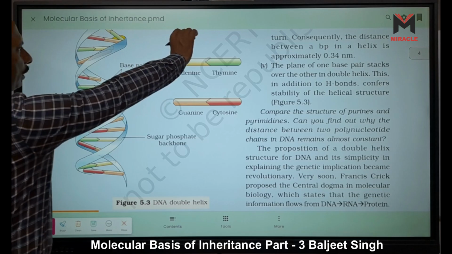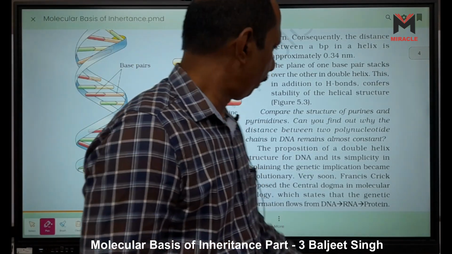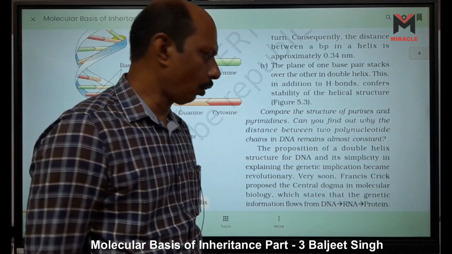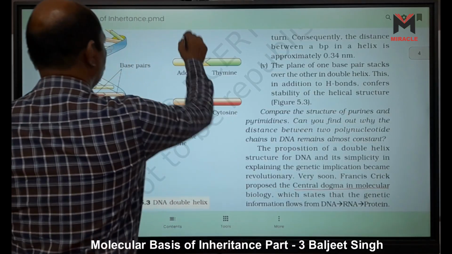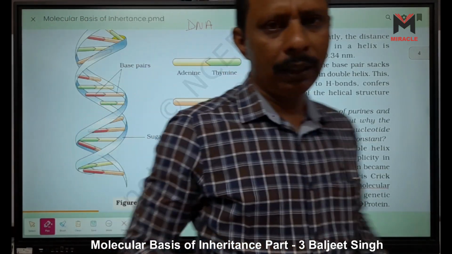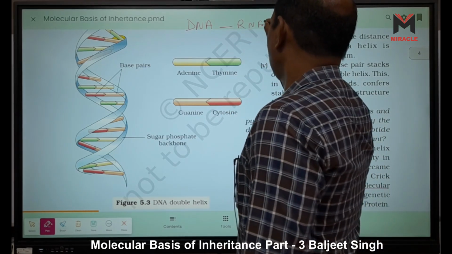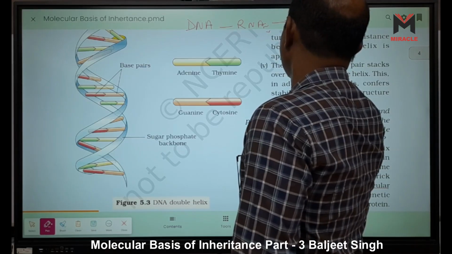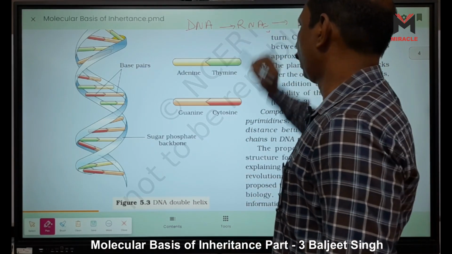Here, Watson and Crick give the model, right? But only Francis Crick gives the central dogma of molecular biology. So, central dogma of molecular biology means what? DNA. What happens in our body? DNA forms RNA, and RNA forms protein. This is the central dogma, and it is one-way direction.